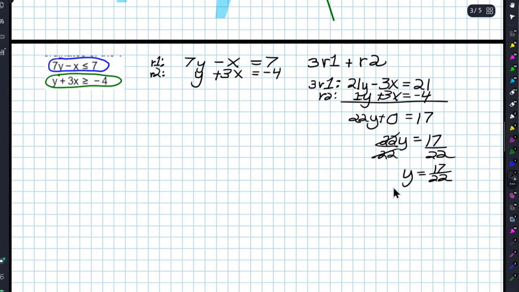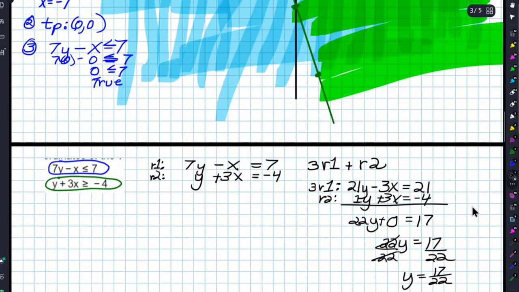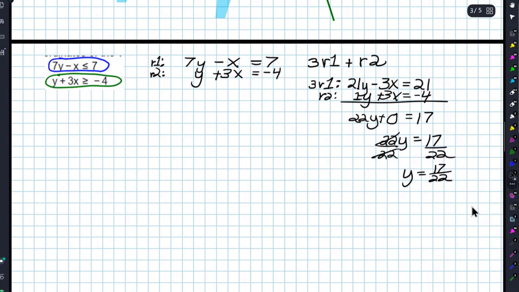That's not really nice, is it? Let's take a look at the graph. All right, the y is a positive number. And 17 over 22 is not quite 1. And since 1 is up there on the grid line, this is almost at positive 1 in the y direction. So that looks like it could be correct. Now, okay, so I've got the y. Now we go for the x.